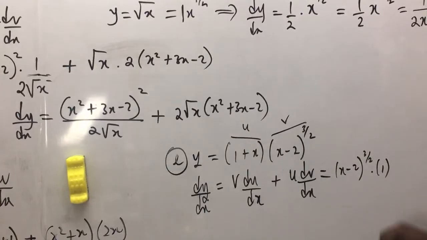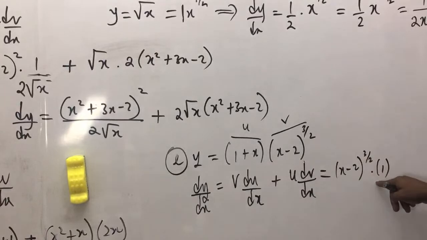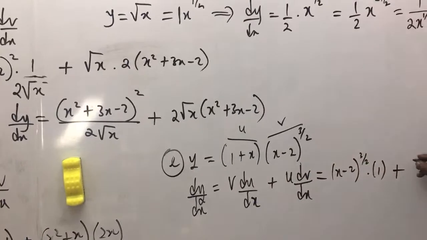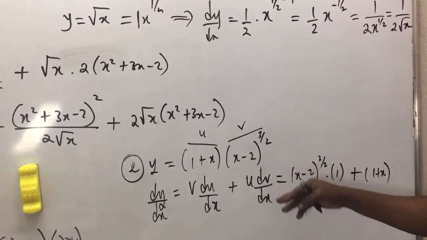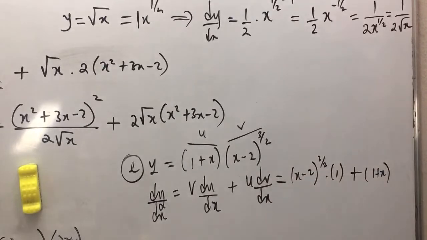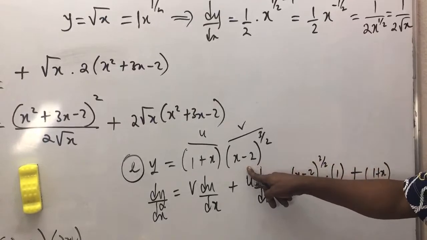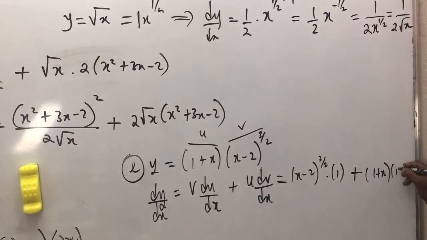Okay? So what I have just done here is keeping v constant, which is this, and differentiating u with respect to x, giving me 1, plus keep u constant. Your u is 1 plus x. Now let's obtain the dv/dx. Your dv/dx can be obtained using function of a function, that is the chain rule of differentiation. Differentiate the inner function. If you differentiate this inner function, you are going to get 1. So let's put the 1 here.